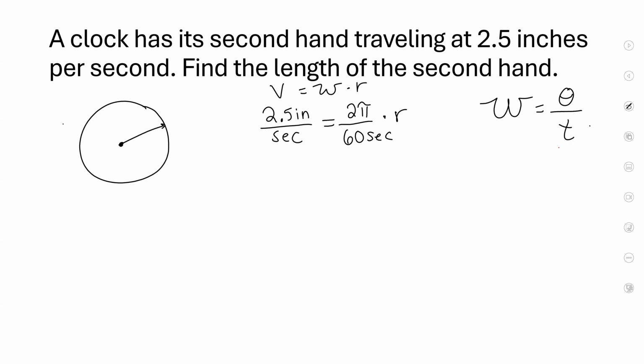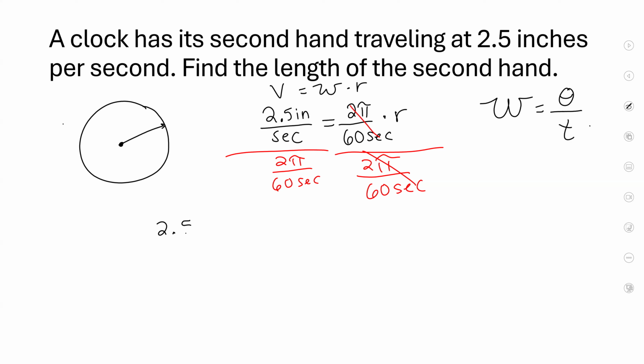So what I'm going to do is divide by 2 pi over 60 seconds. That cancels out. Divide this side by 2 pi over 60 seconds. Okay, so what I have now is 2.5 inches over seconds times 60 seconds over 2 pi, because you flip the second one and you multiply it. So the seconds will cancel out with the seconds.